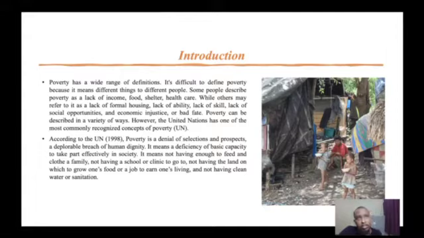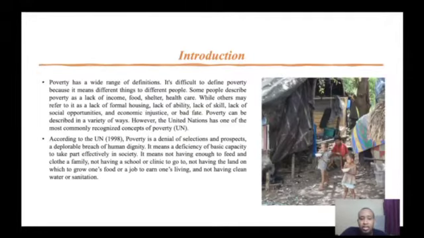Different people believe different things about poverty. For example, some people believe poverty means lack of income, food, and shelter, while others believe poverty is a lack of ability, skills, social opportunity, and economic injustice. According to the United Nations in 1998, poverty is a lack of basic capacity to take part effectively in society, which means people don't have enough food and clothes, and they don't have a school or clinic to go to.